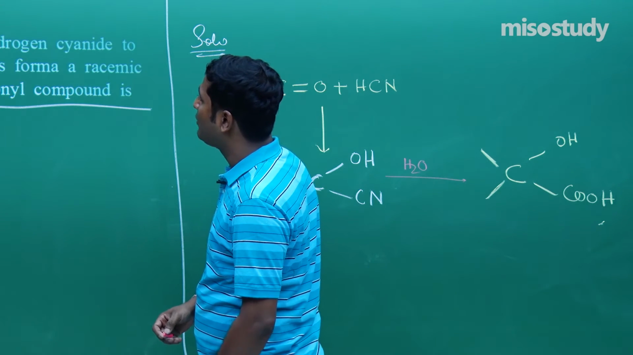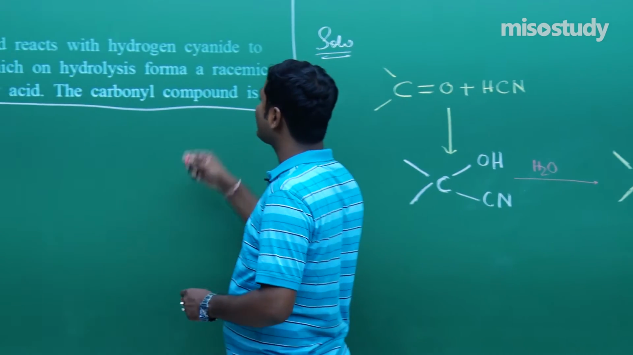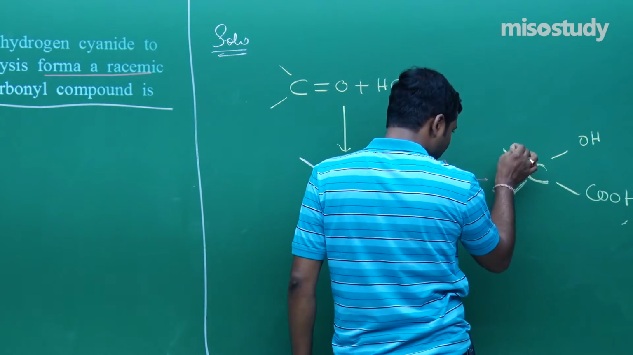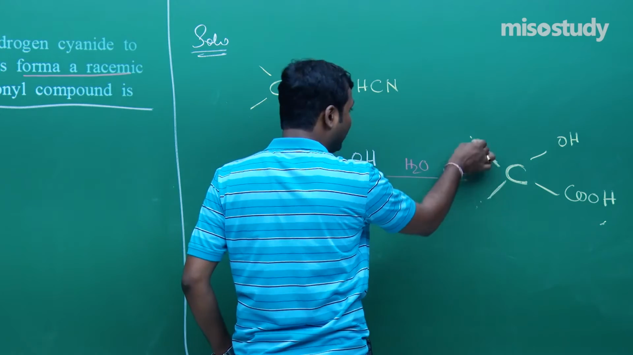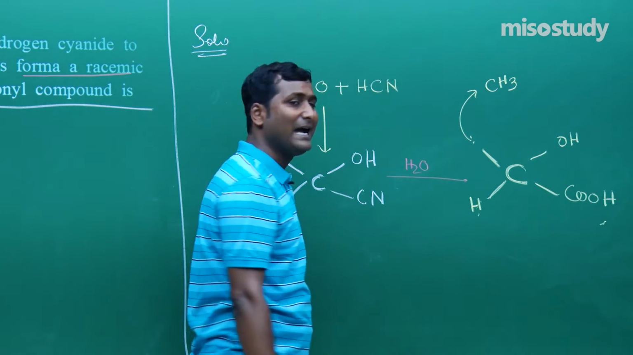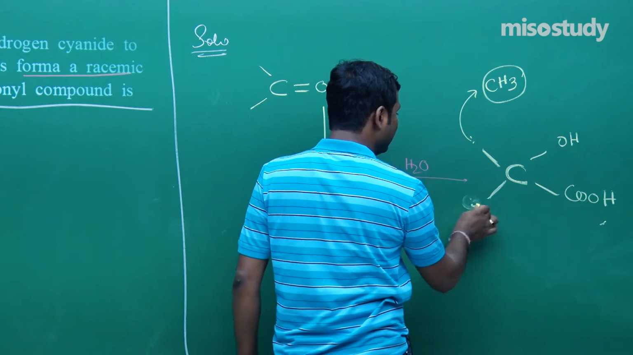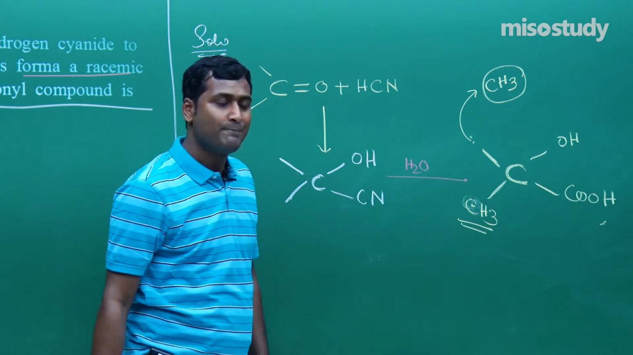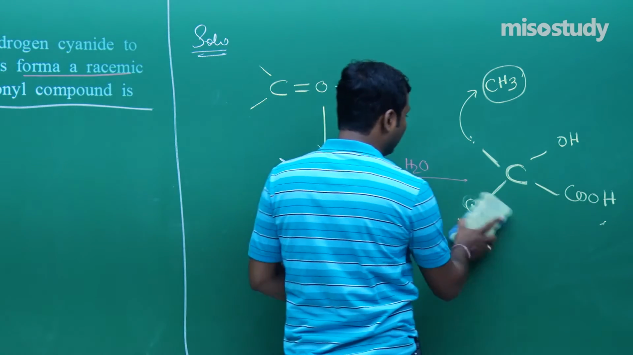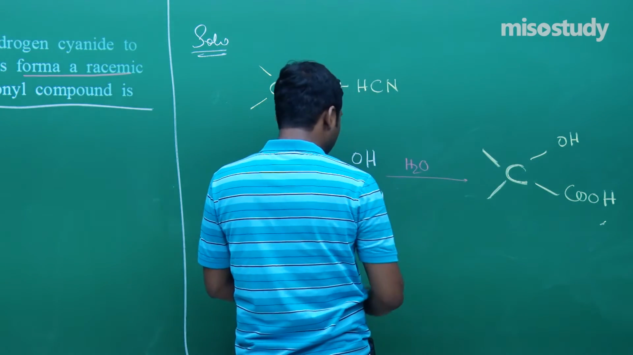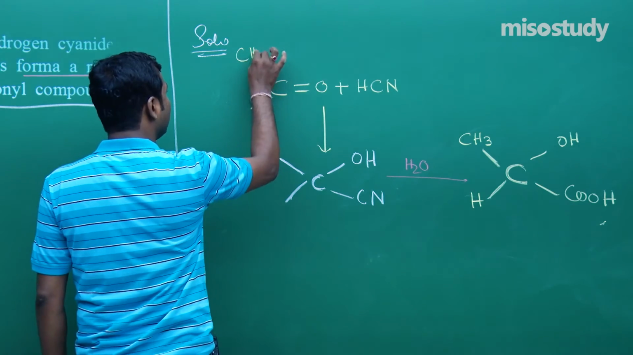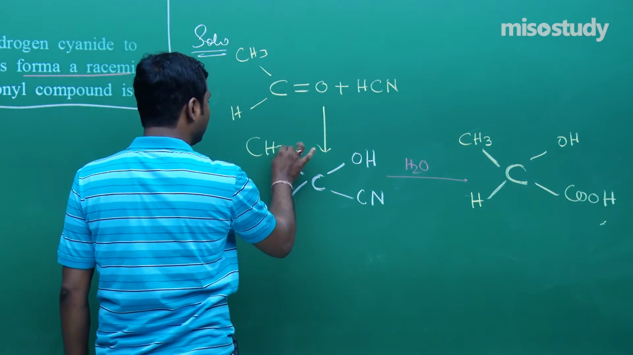Now read the question, second part. The carbonyl compound reacts with hydrogen cyanide, which on hydrolysis forms a racemic mixture. If there is a racemic mixture, then definitely this carbon contains asymmetric groups. If one is CH3, the second one is definitely H. If one is CH3 and the other is CH3, then it will not form a racemic mixture because this one is not optically active. Now what will happen if I take an asymmetric carbon with CH3 and H? Check it out. CH3, now H. Clear? Now put here CH3, now H.